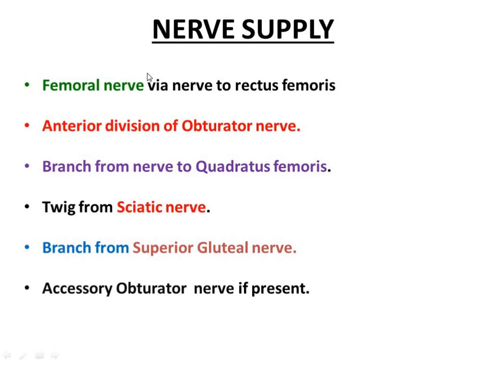The femoral nerve gives articular branch to hip joint via nerve to rectus femoris, which is crossing the hip joint. Then branch from obturator nerve, a branch from nerve to quadratus femoris, which is a branch of sacral plexus, a twig from the sciatic nerve, which is present posteriorly in the gluteal region, a branch from the superior gluteal nerve. In case the accessory obturator nerve is present, that will also give an articular branch to the hip joint.